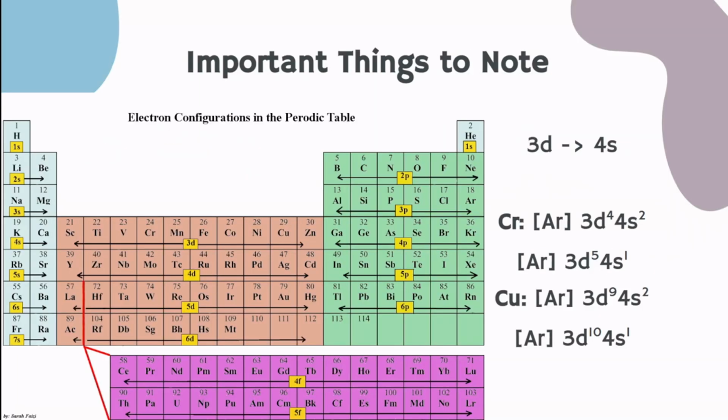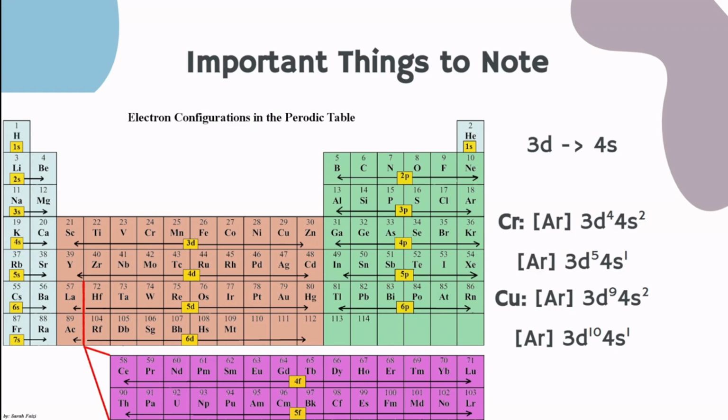However, we do have some important things to note. First, I think I'll go over how chromium and copper are written differently. So chromium is typically 3d4 4s2. However, when we write it, we have to write 3d5 4s1. So I know we talked about earlier how for shells, they either want nothing in there or all of it in there. However, for subshells, they want it not full, half full, or completely full.